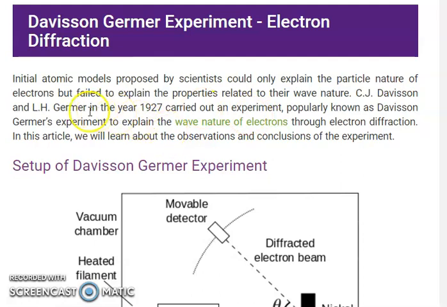C.J. Davisson and L.H. Germer, in the year 1927, carried out an experiment popularly known as the Davisson-Germer experiment to explain the wave nature of the electrons through electron diffraction. In this article, we will learn about the observations and conclusions of the experiment.